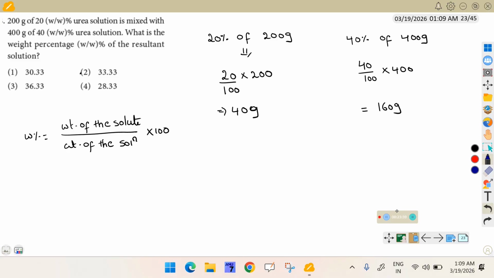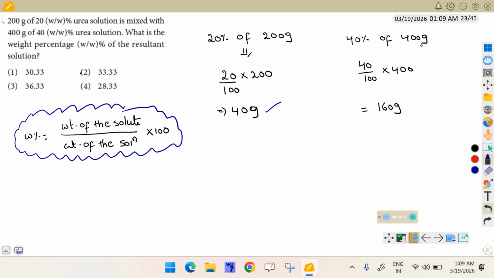Next question is related to weight percentage. The formula of weight percentage is weight of the solute by weight of the solution into 100. In the given question, 20% of 200 grams urea. 20% of 200 grams means 20 by 100 into 200, then 40 grams. 40% of 400 grams, 40 by 100 into 400, that is equal to 160 grams. So calculate the weight of solute. The solute is urea, then 40 plus 160 is equal to 200 grams.